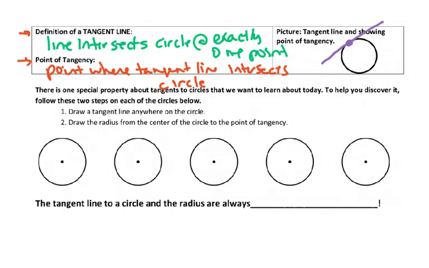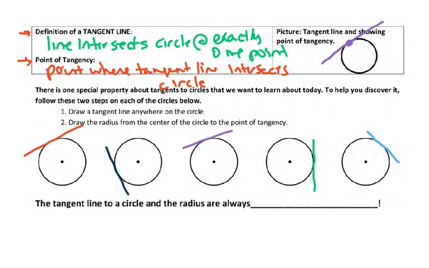There is a special property that we have with tangent lines and circles, and I want you to discover that. So I want you to take these 5 circles and draw a tangent line anywhere on the circle. Of course it can't be like that, that's not a tangent line. But just draw 5 different situations where you have a tangent line. So go ahead and do that. Okay, so here's my 5 tangent lines that I drew.